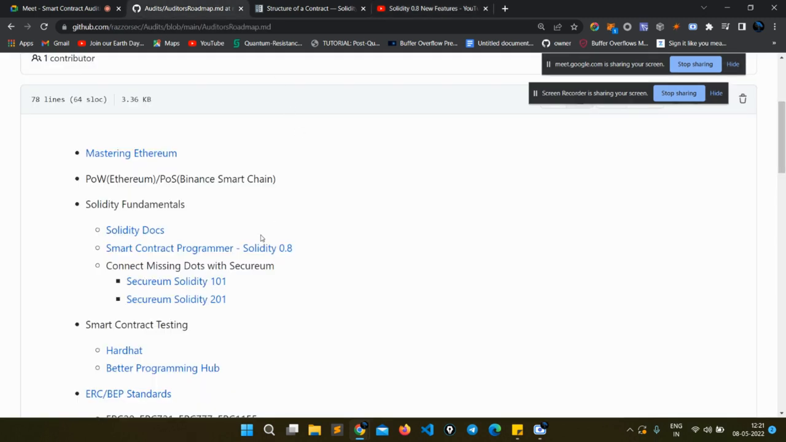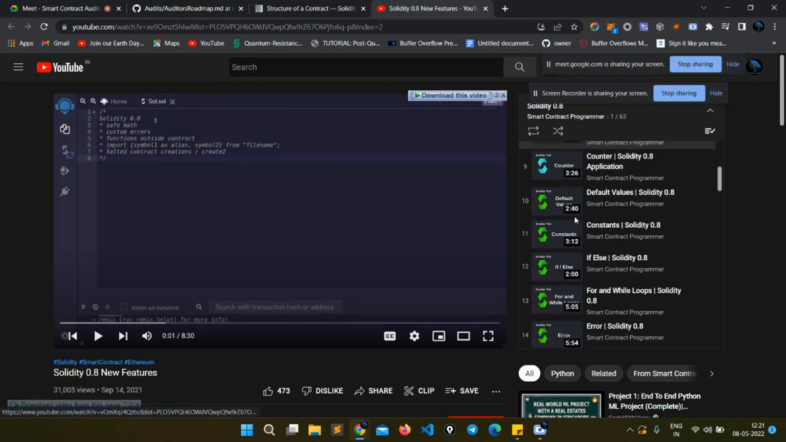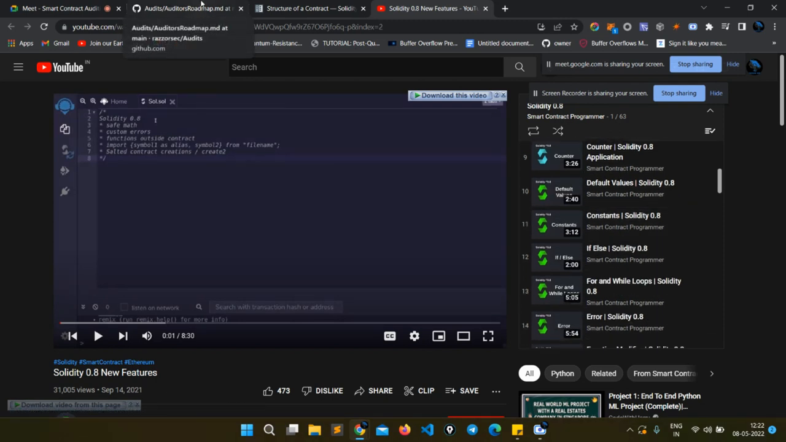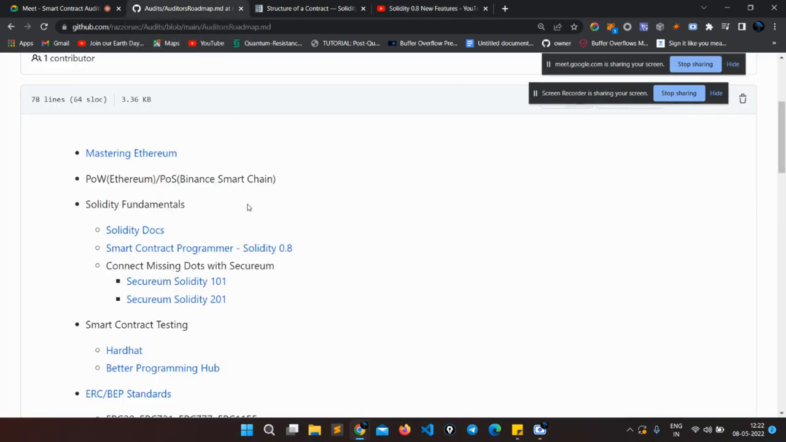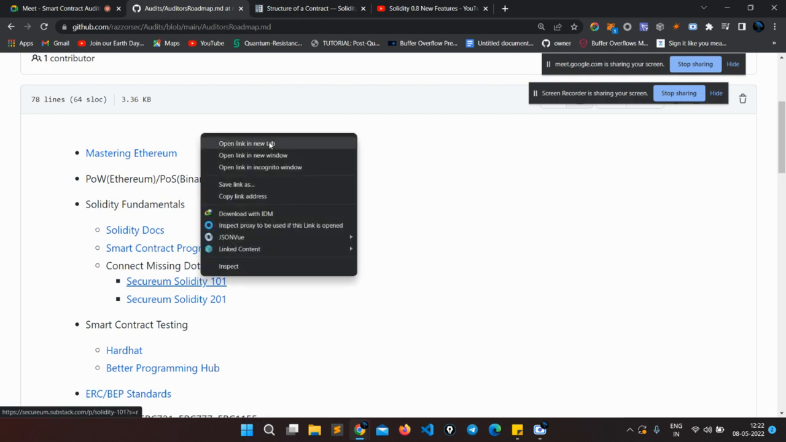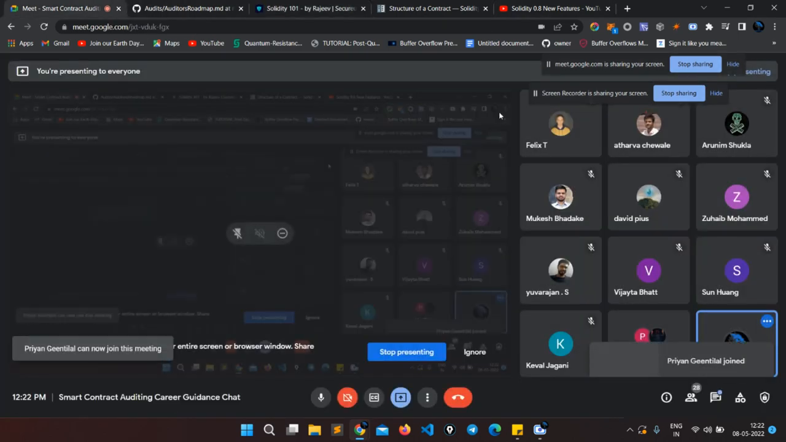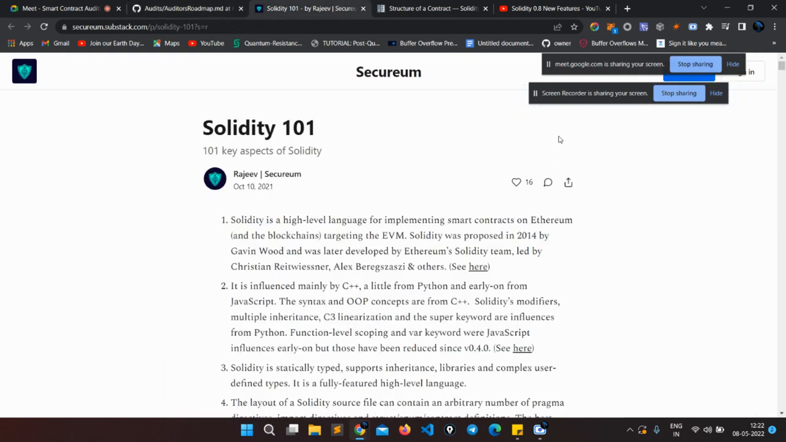Going back, what else do I need, right? So after finishing all of these resources, you will have sufficient knowledge of Solidity. Then what you're supposed to do is go to Secureum Bootcamp, right, and connect your missing dots. So what is a Secureum Bootcamp? Actually, Secureum Bootcamp was organized by Rajiv. He's a well-known security researcher, and it was sponsored by multiple teams: Consensys Diligence, Trail of Bits, Sigma Prime, multiple sponsors were there. So this is very well curated content on Solidity.